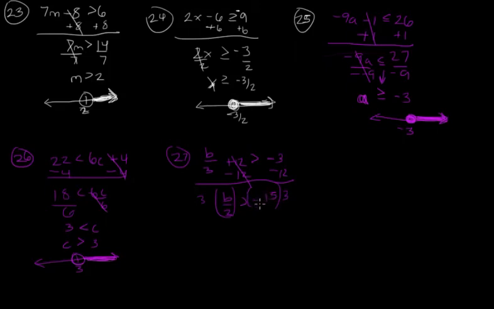Just because the 15 is negative doesn't mean I flip. I only flip when I multiply both sides by a negative number, and I'm multiplying both sides by a positive number, so I do not need to flip. Those 3's cancel out. B is greater than -45.